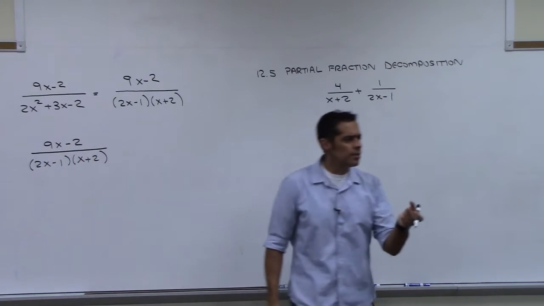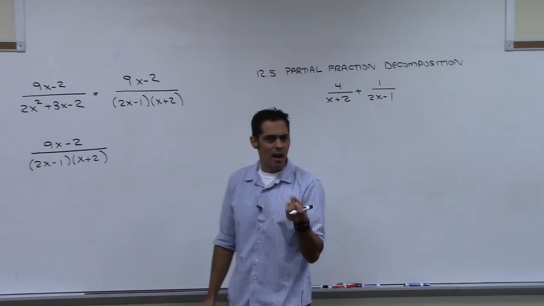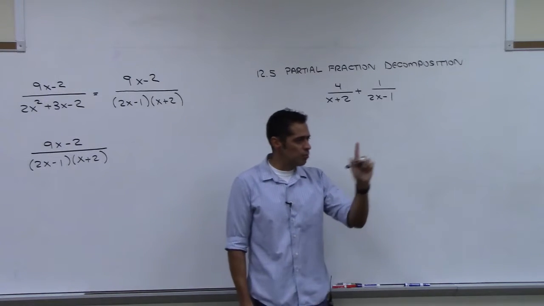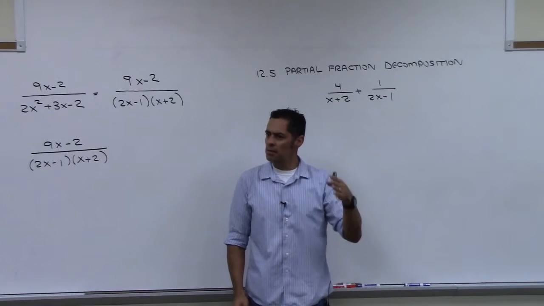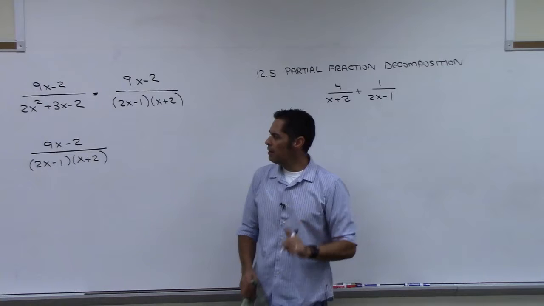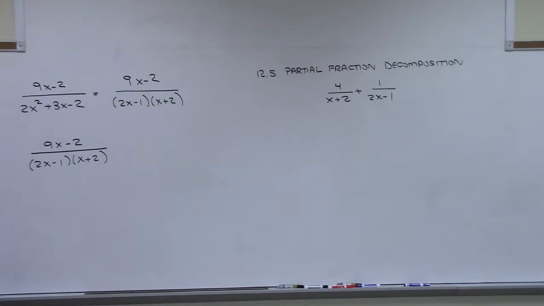Do you all know what a linear expression is? A linear expression is something that looks like a line. The highest power of x is 1. That's linear, right? Quadratic would be x squared, yes? Okay. Do you agree that right now, what we have in the denominator are two linear factors?